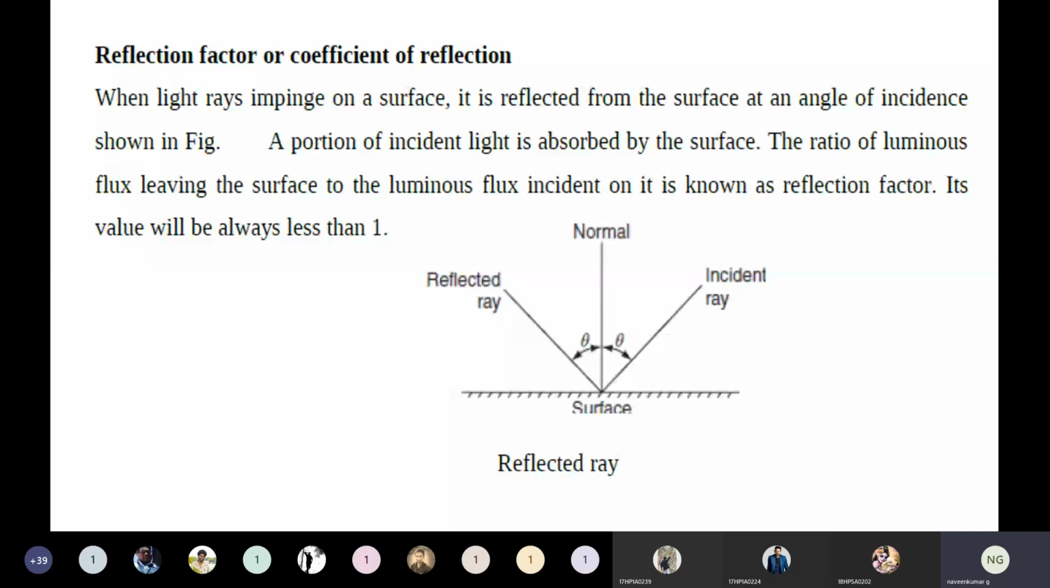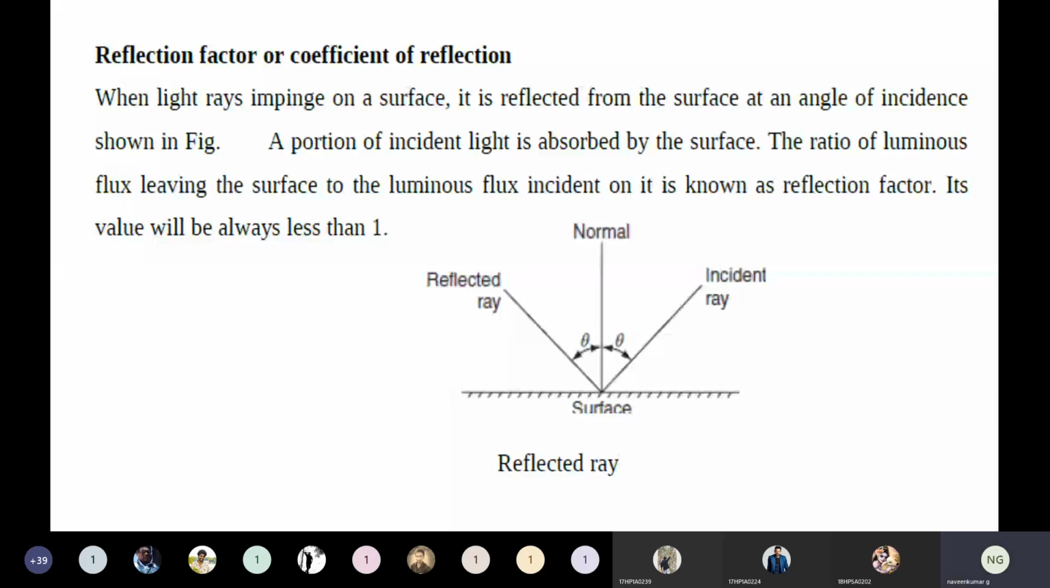It is also called coefficient of reflection. Whenever light rays impinge on a surface, they are reflected from the surface at an angle of incidence. Here you are observing a normal, and theta is the angle of incidence. A portion of this incident light is absorbed. So we get the definition of reflection factor as the ratio of luminous flux leaving the surface to the luminous flux incident on the surface. This is known as reflection factor, also called coefficient of reflection.